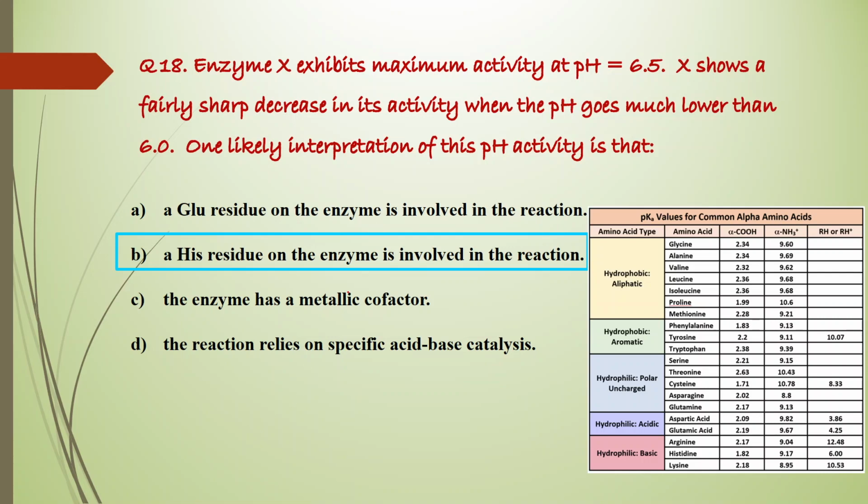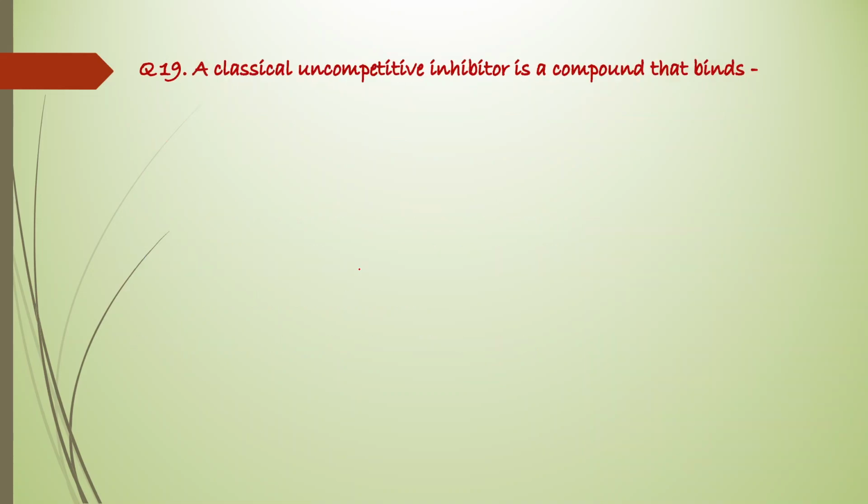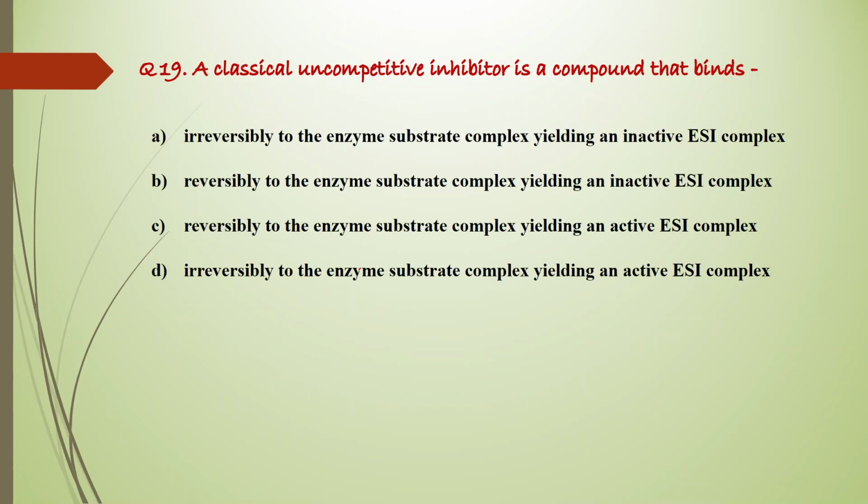Okay. The third option was unrelated fully. Metallic cofactor has nothing to do with the pH, and the reaction relies on specific acid-base catalysis. This is also not true. It is not like any acid-base catalysis is going on. It's just the enzyme's active site that has a histidine residue, and you can see the effect of pH on it.